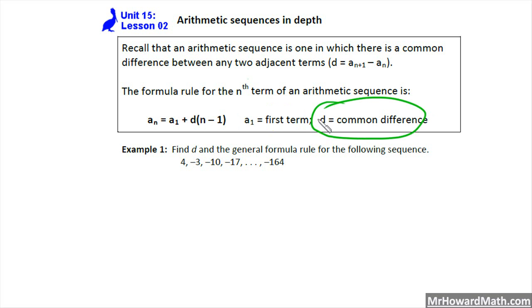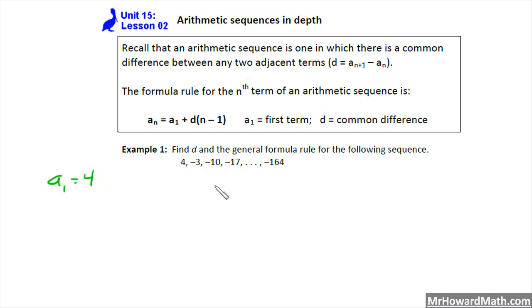We could find that common difference by subtracting one term by the one before it, and that's what they're showing you here. So it says, example 1, find d, the common difference, and the general formula rule for the following sequence. So if you look at this pattern here, we need a couple of things. We need a sub 1, and then we need to pick a term within the sequence. We need at least the first term and one other term, and we need to know which one it is. So the easiest thing to do here is to identify a sub 1. So a sub 1 is equal to 4.